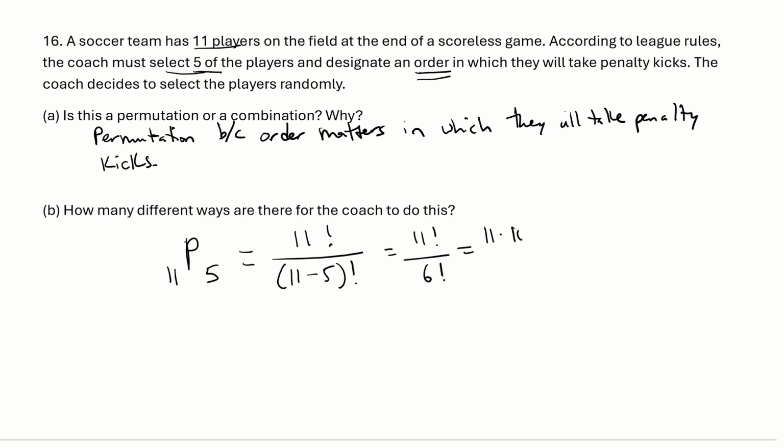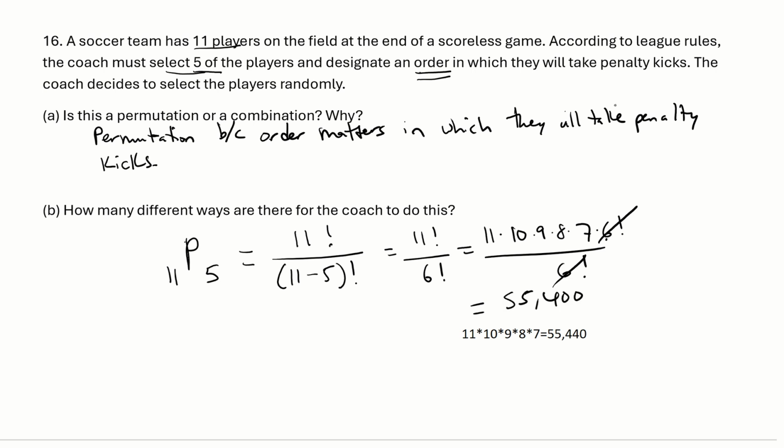So 11 times 10 times 9 times 8 times 7 factorial. Oops, we're going to stop at 6 factorial over 6 factorial. So then these cancel. We just got to do 11 times 10 times 9 times 8 times 7. So we have 55,440 ways for the coach to do this. All right, that takes care of number 16.